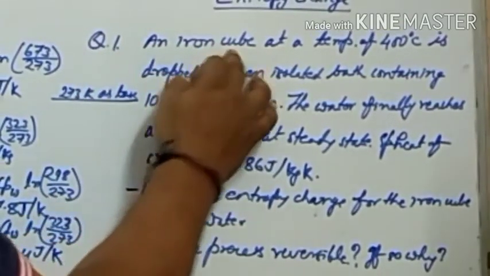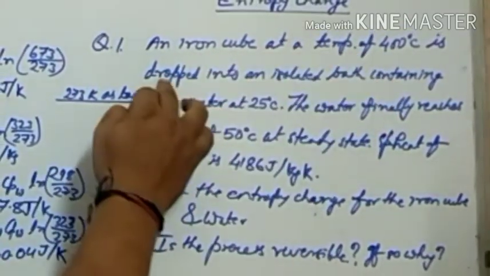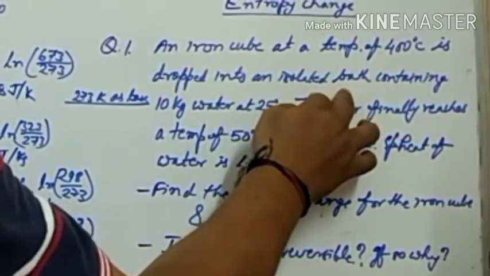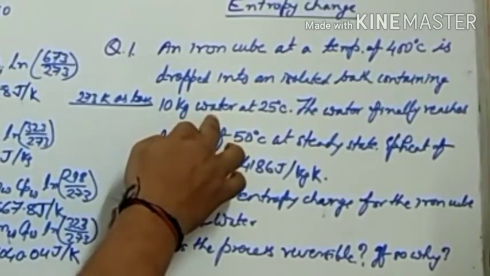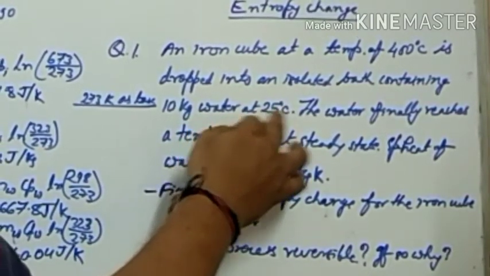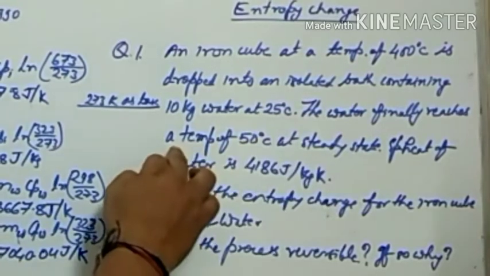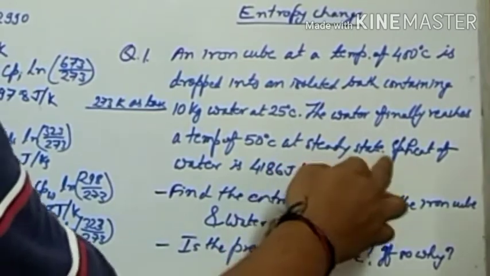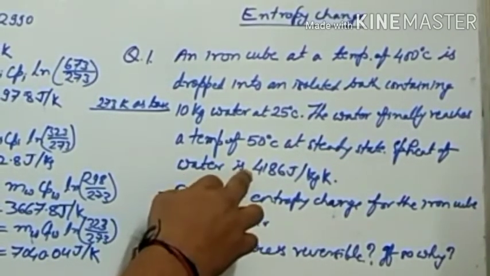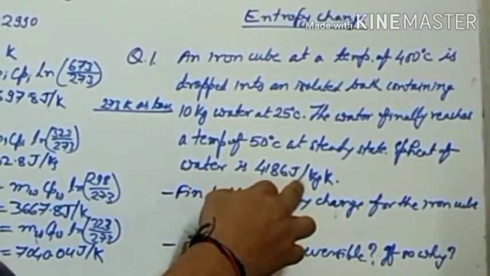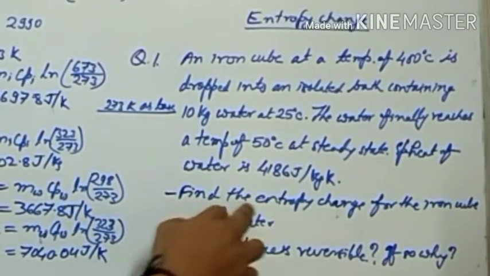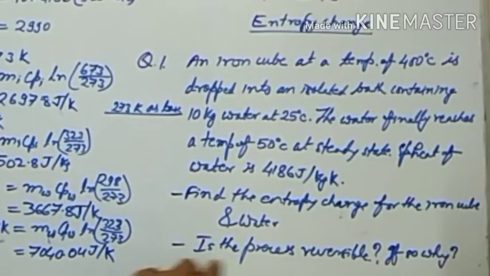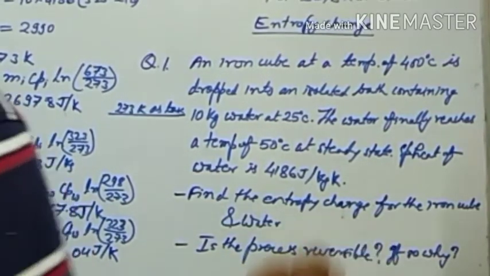An iron cube at a temperature of 400 degrees centigrade is dropped into an isolated bath containing 10 kg of water at 25 degrees centigrade. The water finally reaches a temperature of 50 degrees centigrade at a steady state. Specific heat of water is 4186 joules per kg Kelvin. Find the entropy change for the iron and water. Is the process reversible? If so, why?